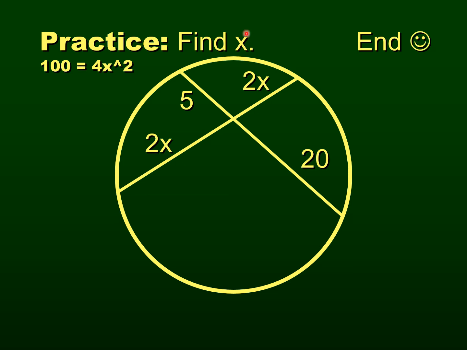So remember, we're trying to solve for x. So the first thing I'll do is divide both sides by 4. So I'll get x squared is equal to 25. And then I square root both sides, which means x is equal to the square root of 25, which is either positive 5 or negative 5. And since we're talking about length, it can't be negative 5. Our answer would just be 5.